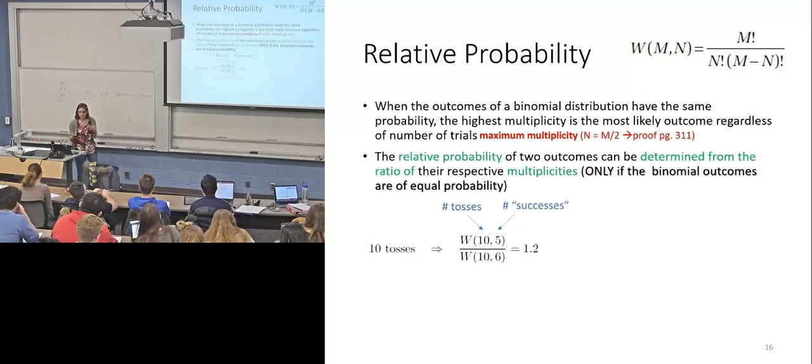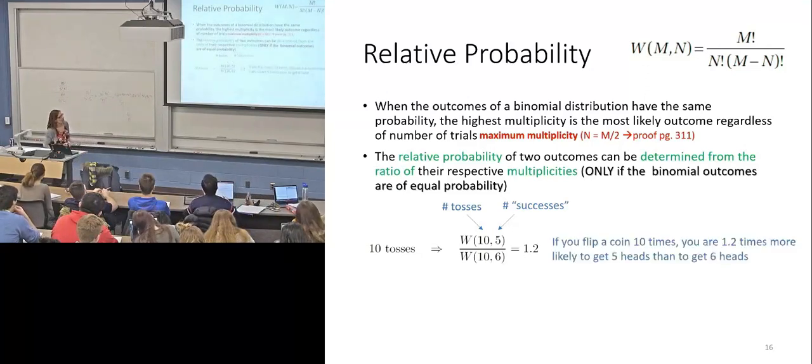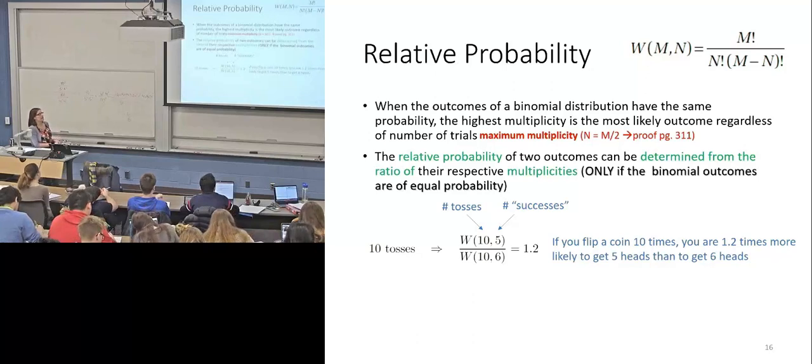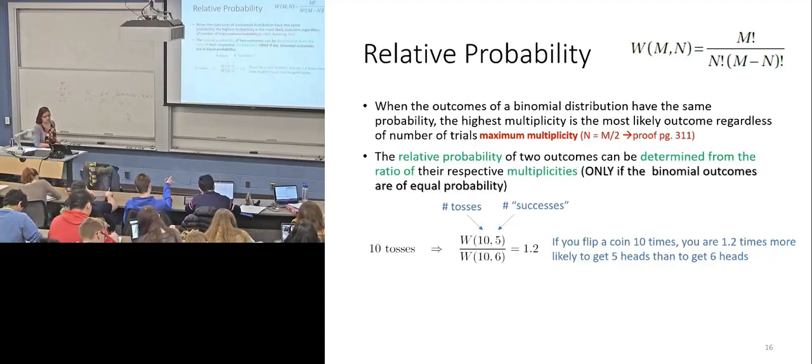Or 1.2. If I flip a coin 10 times, it is 1.2 times more likely that I will get 5 heads than I will get 6 heads. This is the way to interpret relative probability, and I want you to keep in mind that taking the ratio of just multiplicities only works when it's 50-50, otherwise we have to properly calculate probability and then take a ratio of the probabilities. The simplification to multiplicity only works for this.